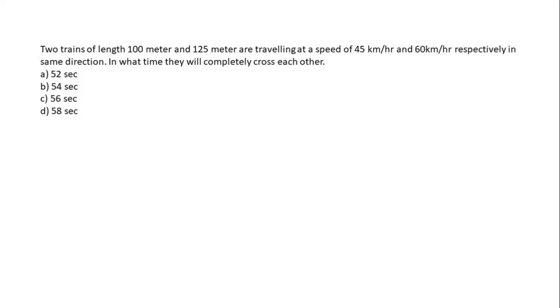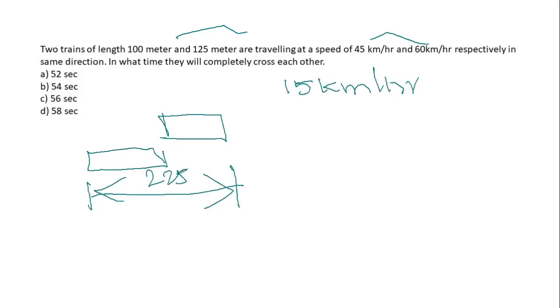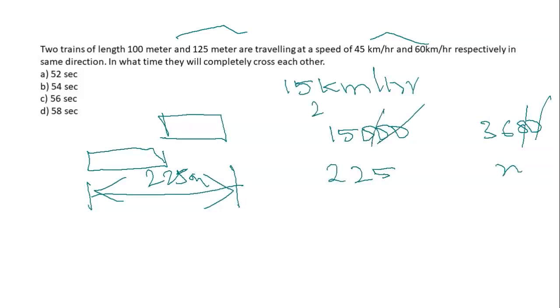So what happens? Two trains are traveling in the same direction, so the relative speed is 15 kilometers per hour. Two trains of 100 meters and 125 meters are traveling at 45 and 60 respectively. In what time will they cross each other? Crossing each other means the length of the first train and the second train both have to cross. Which means the distance is going to be 225 meters. So 15,000 for 3,600. So 225 over that, it's nothing but 2 into 18. This is 2 into 75. Here it's going to be 3 into 75. So your answer is 3 into 18.